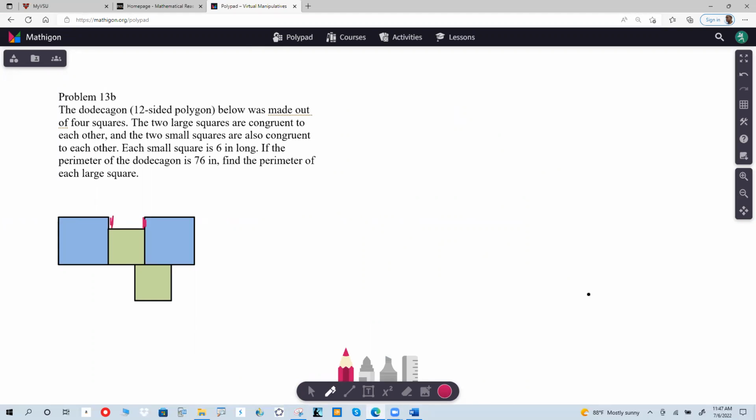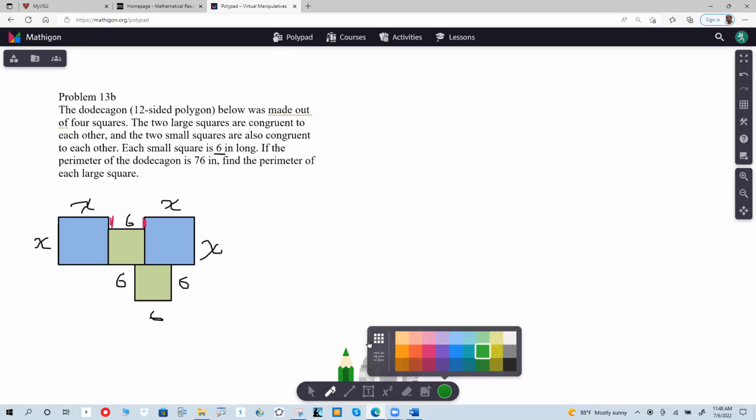Okay, so I'm going to say, suppose each edge of the blue square, or the larger square, is X. So I'm going to very carefully write X, X, X, and X. Those are the easy X's. Then the next one is each edge of the green square is 6. I'm going to write a 6 here, here, here, and here. Those are the easy parts.